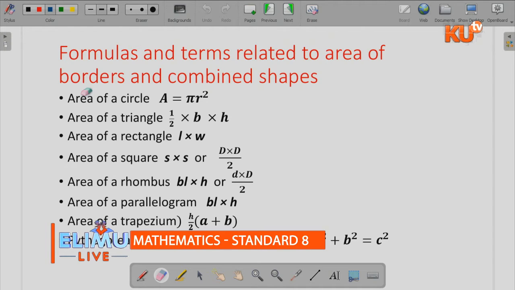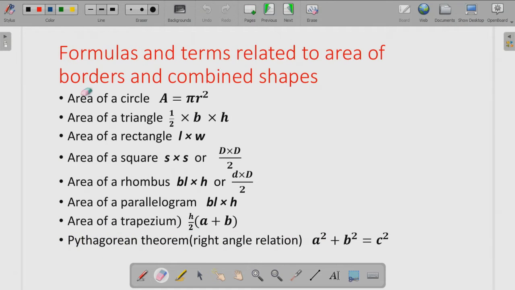For example, you may find a circle joined together with a triangle. So what are you supposed to do? The first thing, you must know how to find the area of the circle, which means area of a circle is equal to pi r square. What about if it is half a circle? A half pi r square. Area of a triangle is half base times height. Area of a rectangle, length times width. Area of a square, side by side.